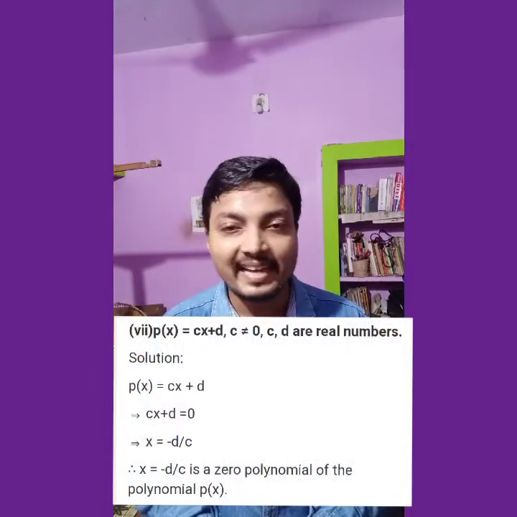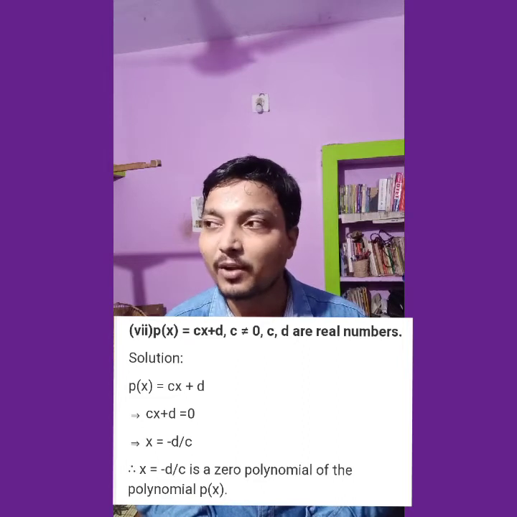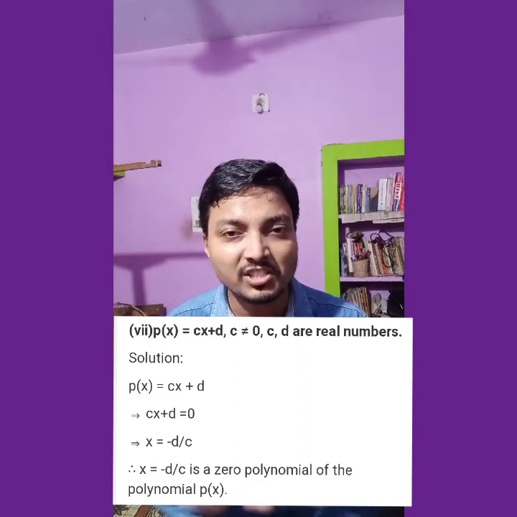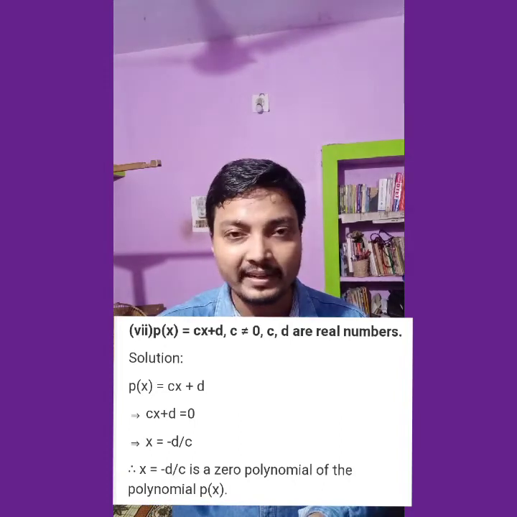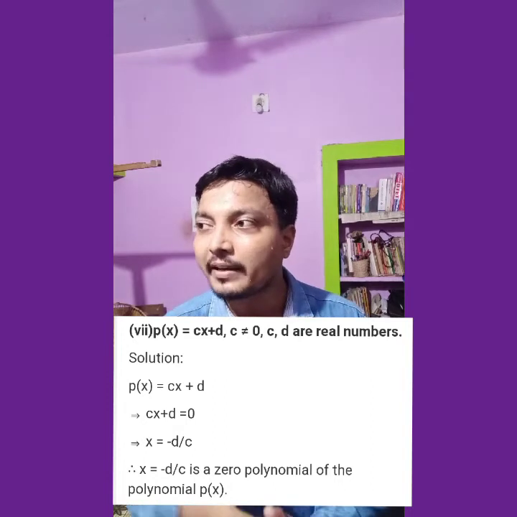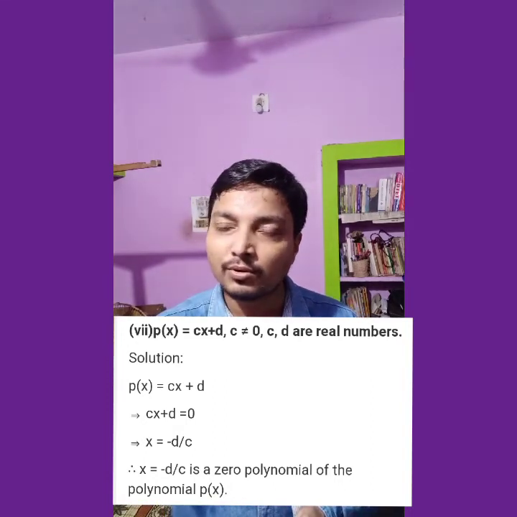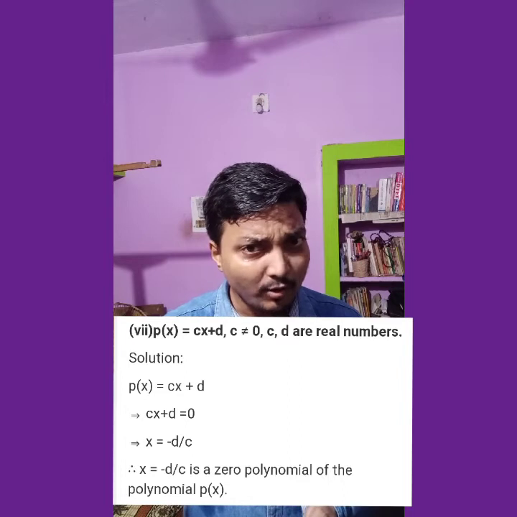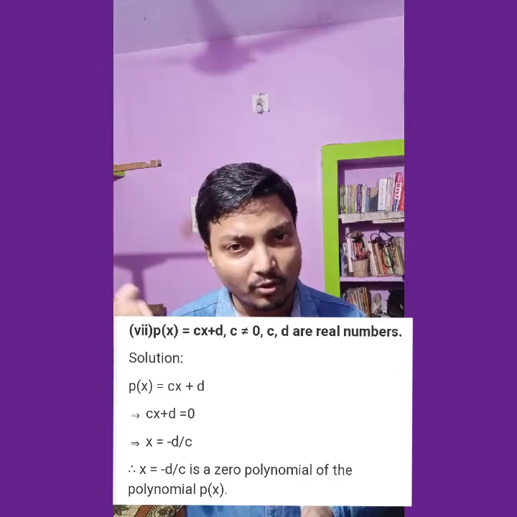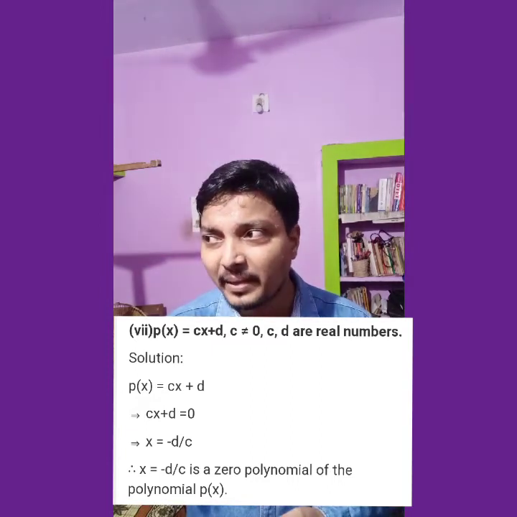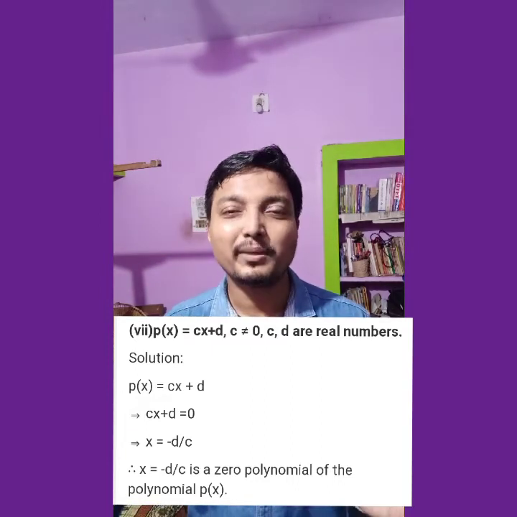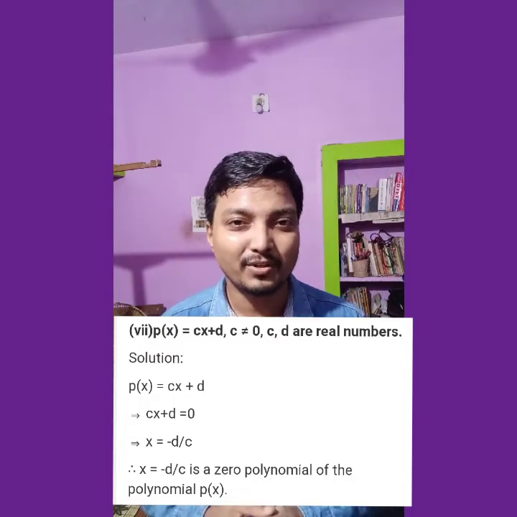Okay, and the next one is given. The polynomial is cx plus d, and you have to find the 0 of the polynomial. To get the 0 of the polynomial directly, we have to equate it to 0. On equating, cx plus d is equal to 0, and I want to solve and find the value of x. So cx is equal to minus d. In the next step, x becomes minus d by c. So here minus d by c is the 0 of the polynomial.